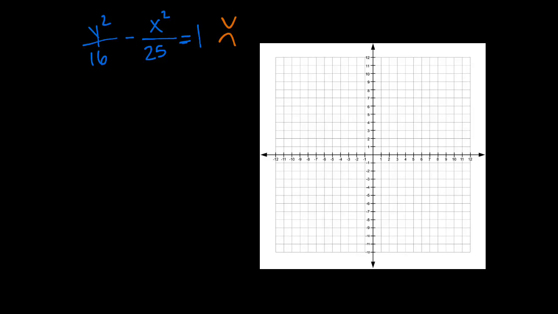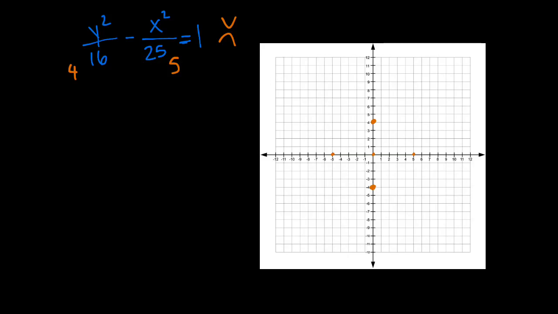Underneath our y squared is 16, so our y radius is 4. Under the x squared is a 25, so our x radius is 5. From our center at 0, 0, because this one's not shifted anywhere, our y radius is 4, so we go up and down 4, and our x radius is 5, so we go left and right 5.